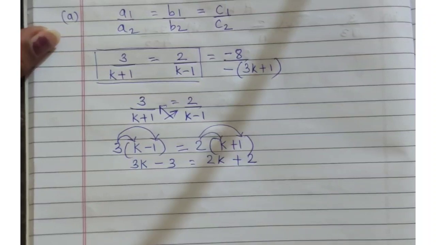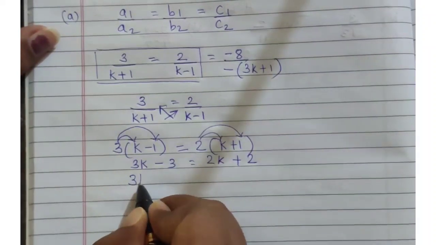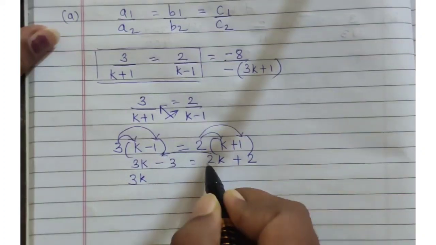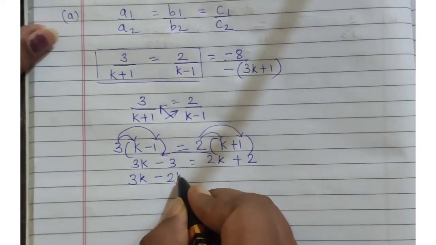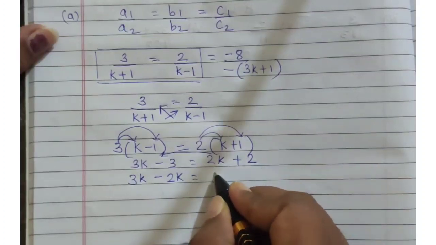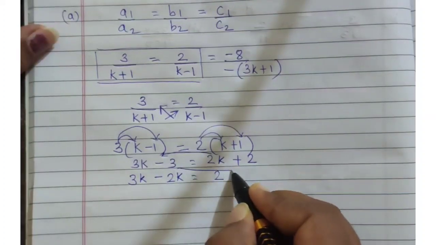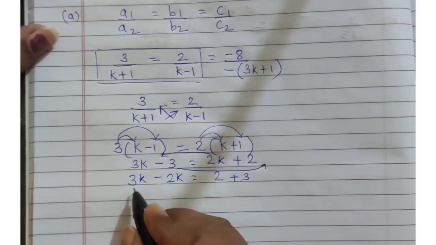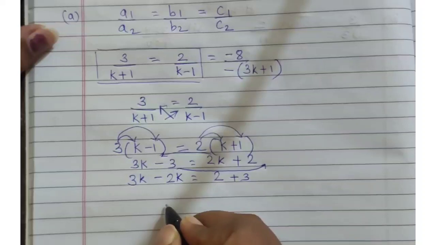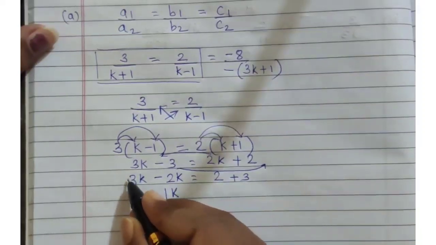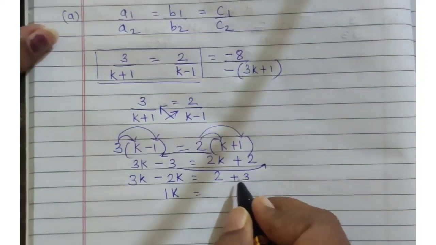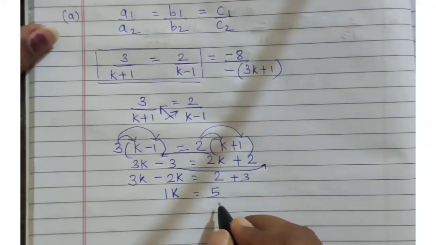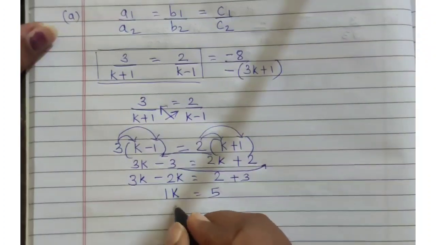Next, let us bring the like terms together. We have 3k here, 2k we will transpose to the left hand side, so plus 2k will become minus 2k, equals, the constant 2 remains here, and minus 3 will transpose the other side, so it will become plus 3. So 3 minus 2 is 1k, sign of greater number, that will be positive. 2 plus 3 is 5. So you can further write it as k equal to 5 upon 1, which will be 5 only.